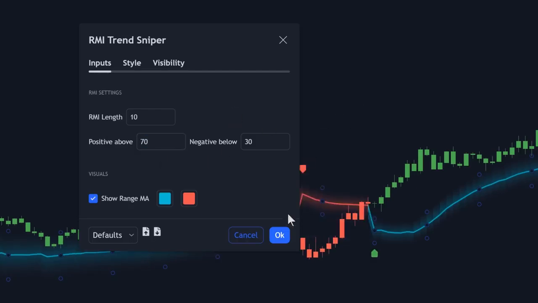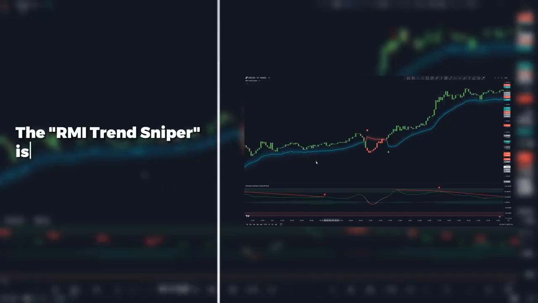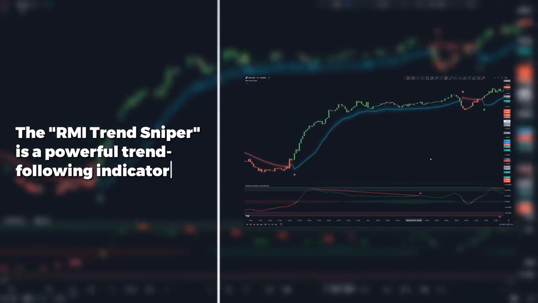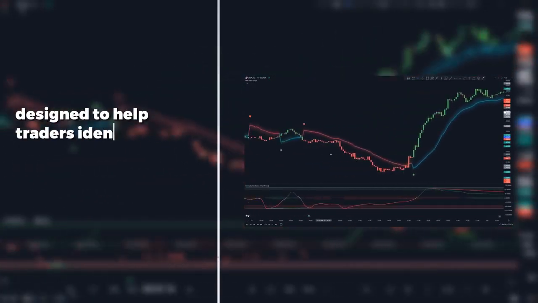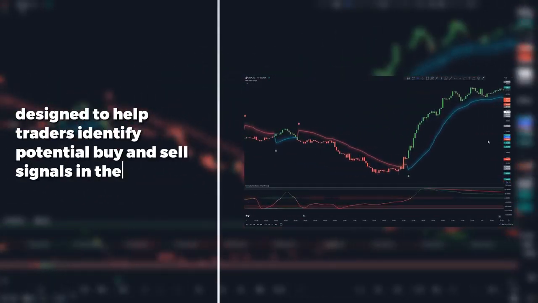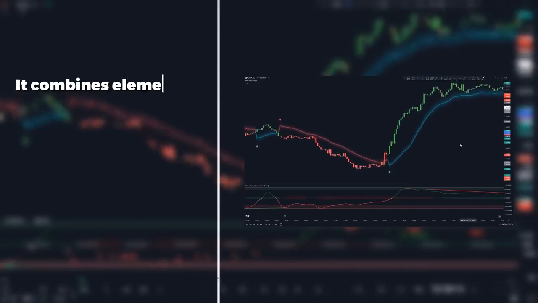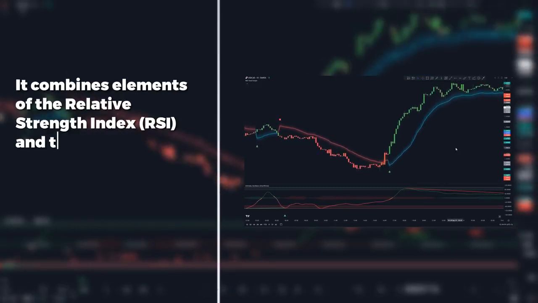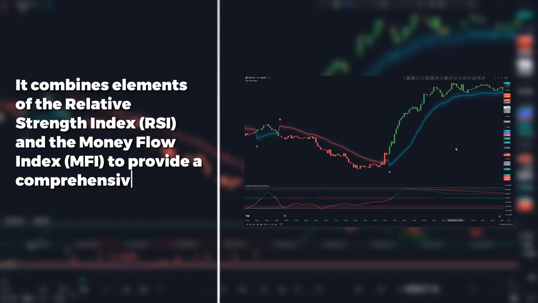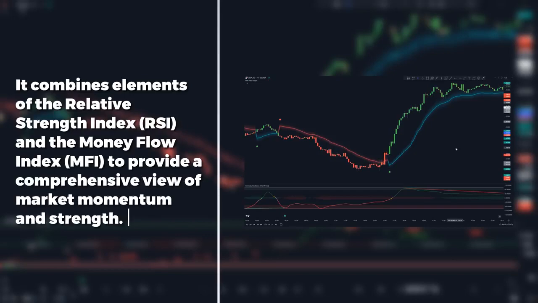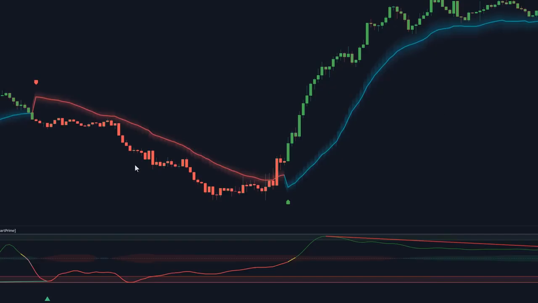After that, click OK. The RMI Trend Sniper is a powerful trend following indicator designed to help traders identify potential buy and sell entry points in the market. It combines the elements of the Relative Strength Index and the Money Flow Index to provide a comprehensive view of market momentum and strength. This indicator is composed of a trend ribbon and the buy and sell signal labels.